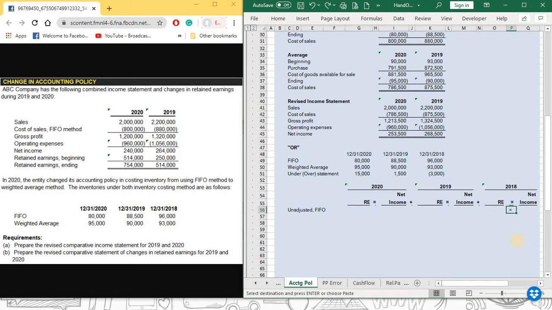Starting with the ending balance of retained earnings in 2018, which is the beginning balance for 2019, this is 250,000 pesos. Then add the net income in 2019, which is under the FIFO method, 264,000 pesos. Then the retained earnings at the end of 2019 is 514,000 pesos. This is based again on the problem, or it could be computed as 250 plus 264 equals 514, assuming there is no dividend payment. Then let us add the net income in 2020, which is 240,000 pesos. Then the retained earnings at the end of 2020 is 754,000 pesos.